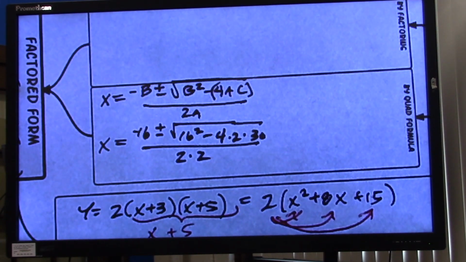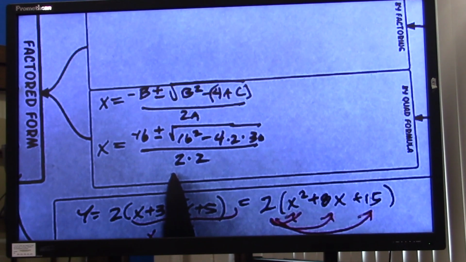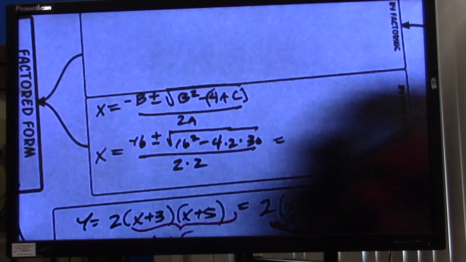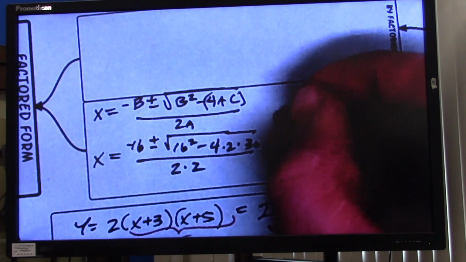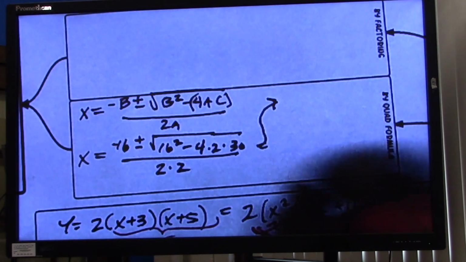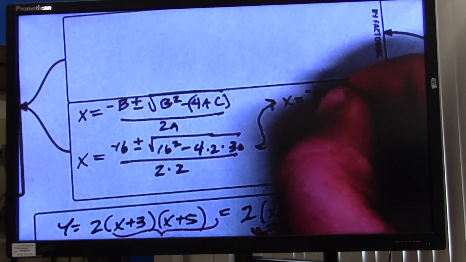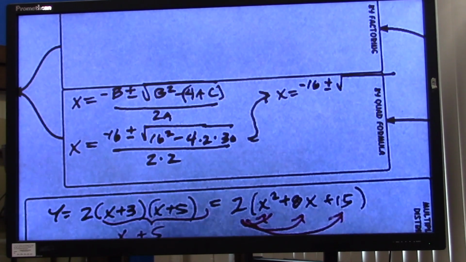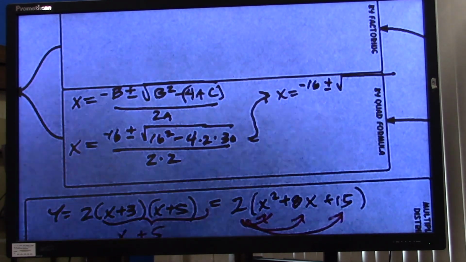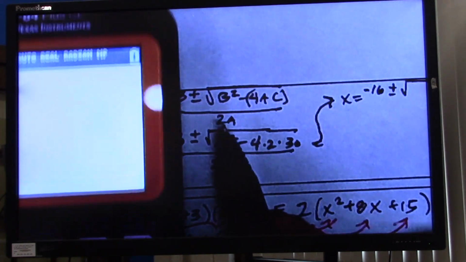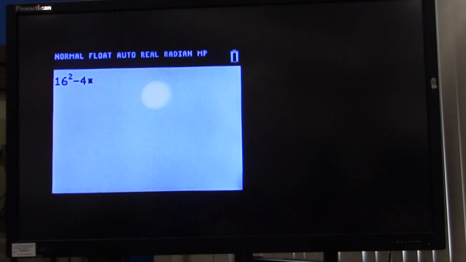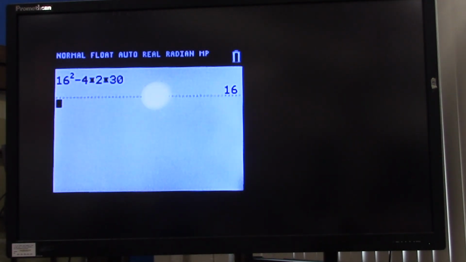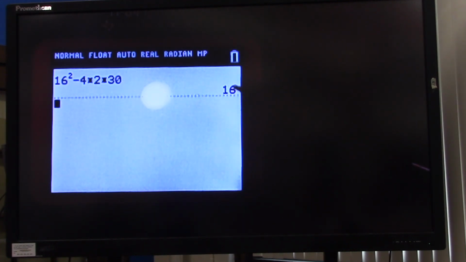Let's do, I'll take an extra step. Actually, maybe I'll do it up here. I think I'm going to need all the space. Okay, x equals negative 16 plus or minus the square root of whatever this is. Okay, 16 squared. Let's go ahead and do this real quick: 16 squared minus 4 times 2 times 30. Oh, 16. Okay, so that's the amount that's just under the square root part of this problem.